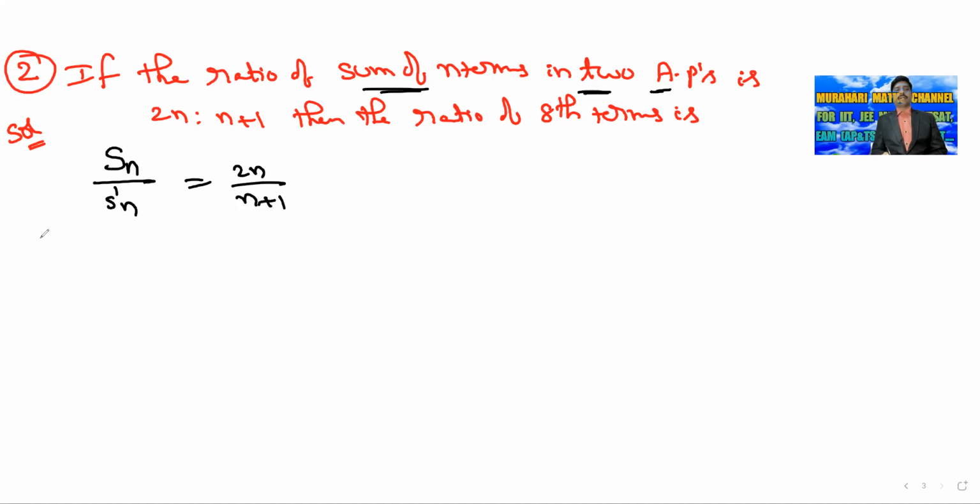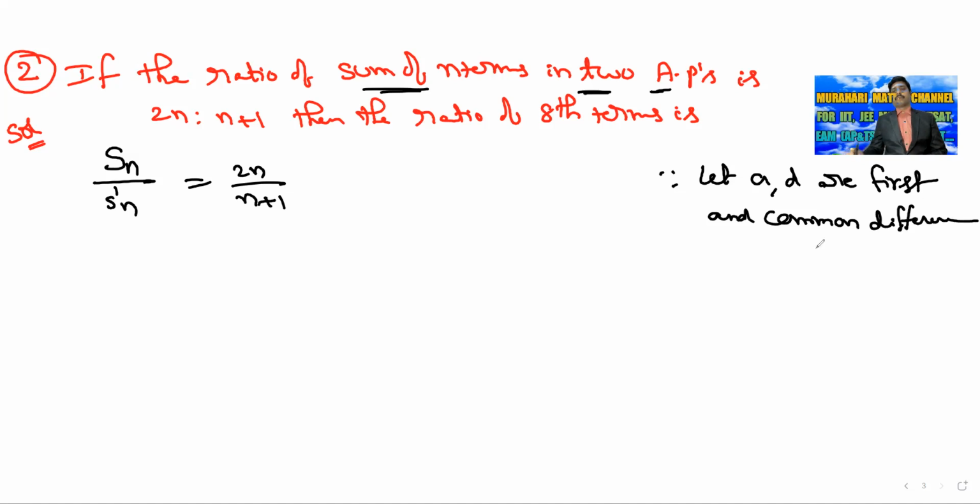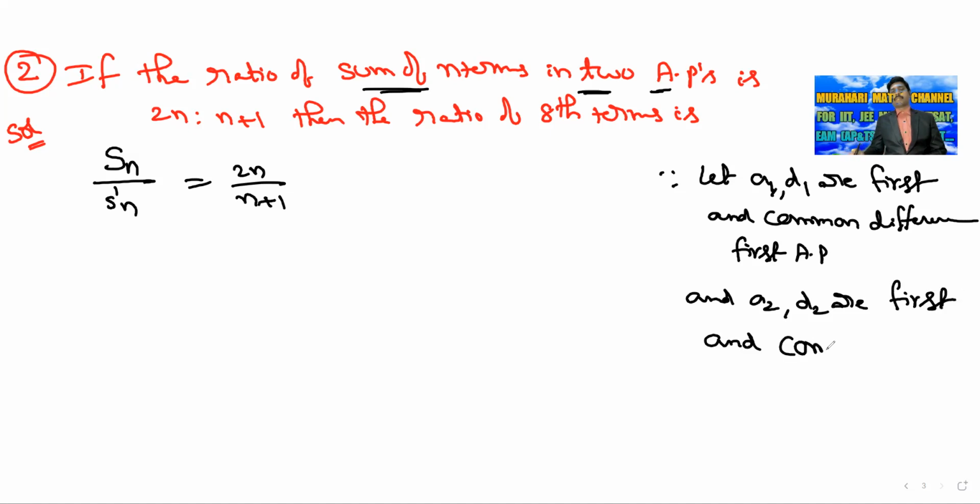Sn is the sum of n terms. Okay, so let us take small a and small d as the first term and common difference of the first AP. Okay, and A1, D1, A2, D2 are the first term and common difference of the second AP.